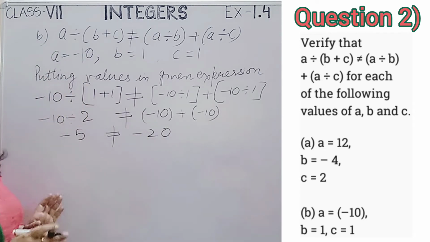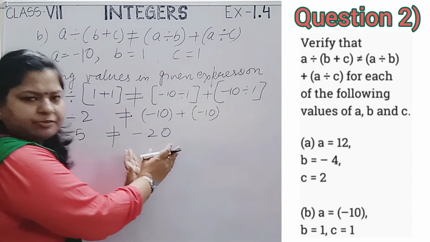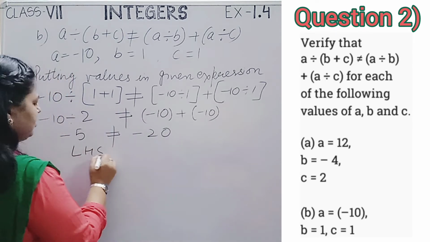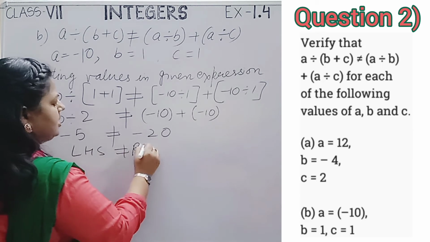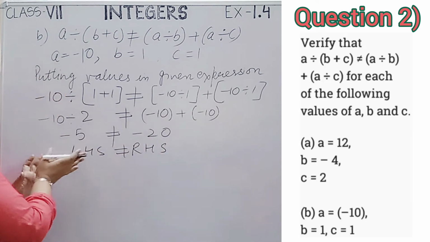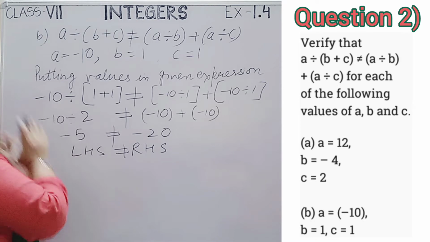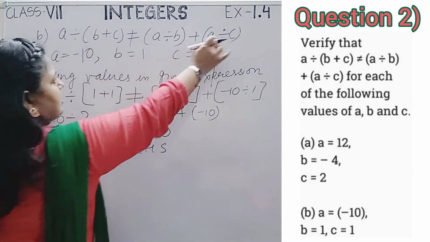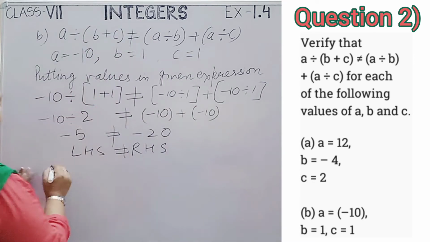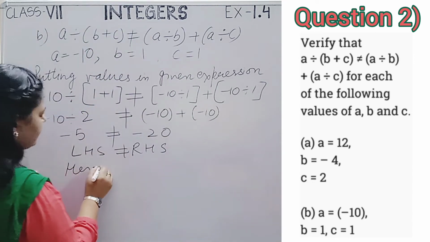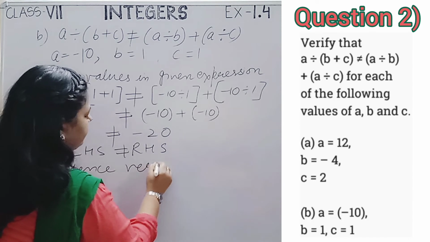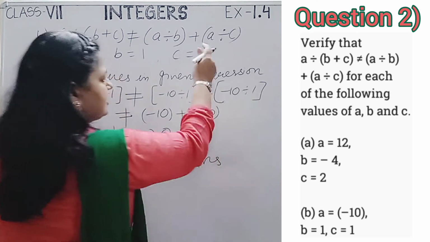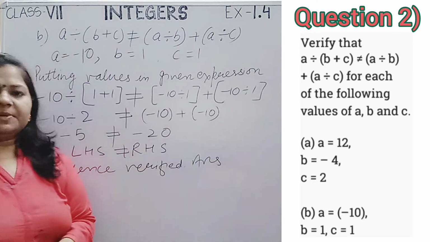So here we can see that left hand side is not equal to right hand side. If right hand side is not equal to left hand side, then we can say that this equation or this expression is verified. Hence verified. These are the steps to solve the expression.